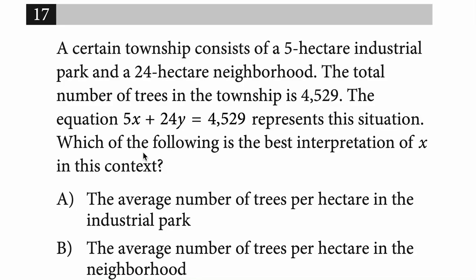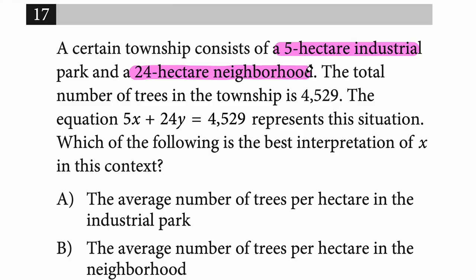Question number 17, Bundle 8, Module 2. A certain township consists of a 5-hectare industrial park. Let's mark the key points side by side of the question, right? So, 5-hectare is industrial park. Perfect.